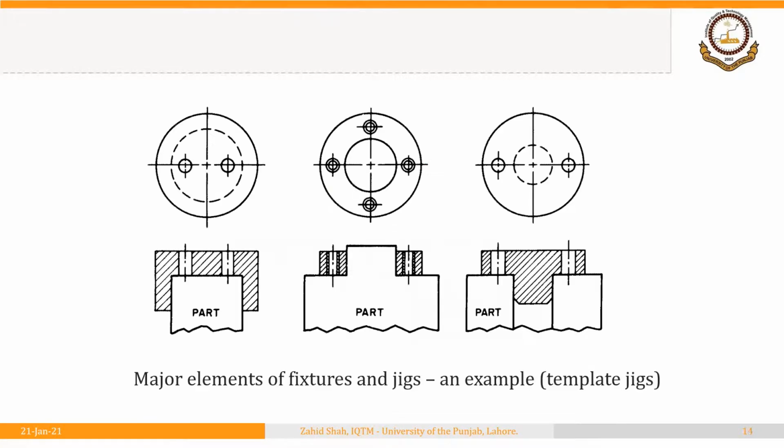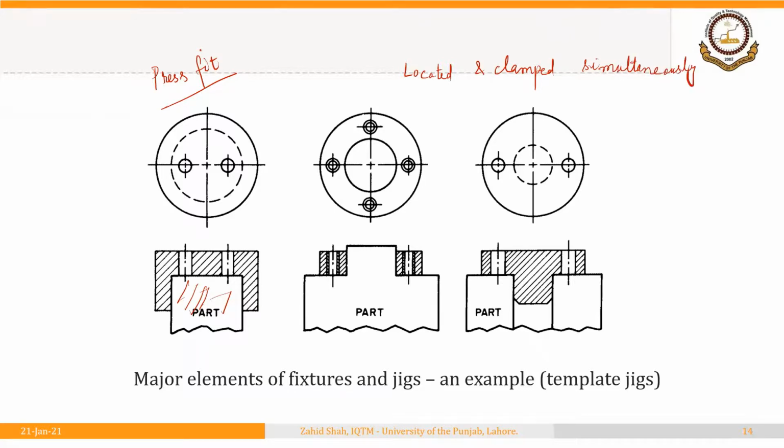Let's look at another example. So here we have the part, and in this case, the jig is inserted onto the part. The workpiece has a certain diameter, and the diameter of the jig is slightly less than the external diameter of the part. And there is a press fit or interference fit made between the jig and the part. So the jig is pressed onto the part. So in this very interesting example, the part is located and clamped simultaneously. We don't need any separate clamping device in this case.